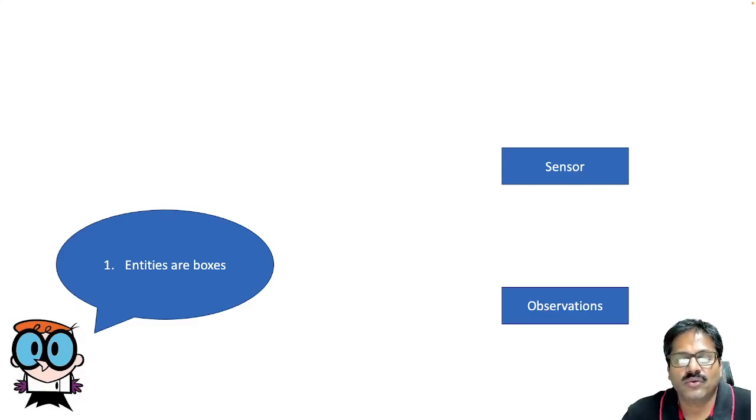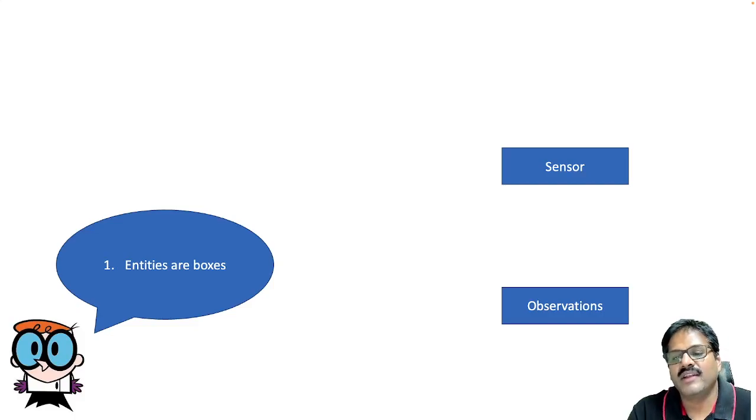Okay, if we look at the data set, we can see that in our air pollution data we have two entities. The first one is the sensor entity, the second one is the observations entity. So we have two entities.